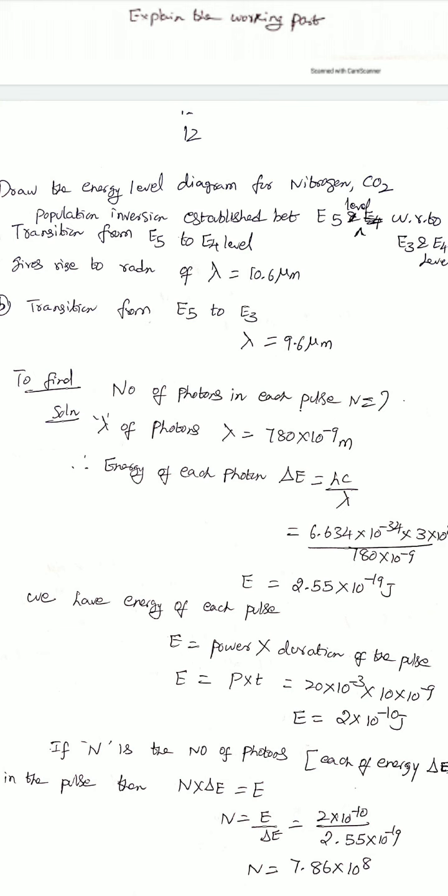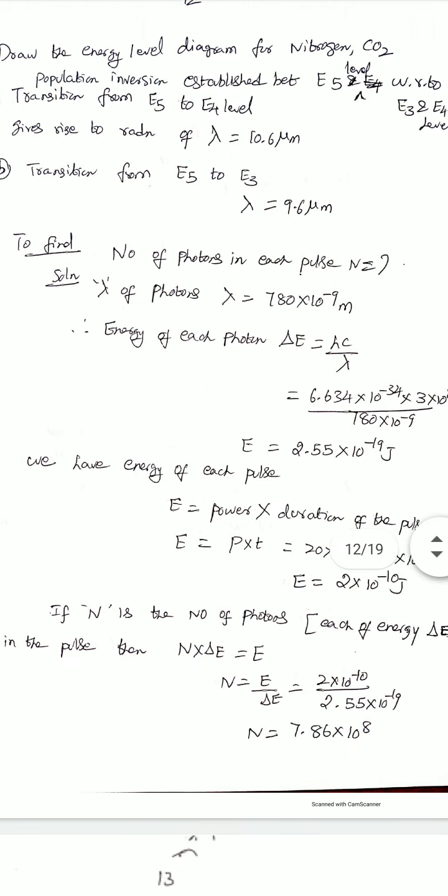So lambda is 780 into 10 power minus 9. Then we are getting the E value as 2.55 into 10 power minus 19 joules. Then the energy of each pulse, that is E equals power multiplied by time. The power value is given in the problem. Then we multiply by the time, that is 10 nanoseconds. Then we are getting the E value as 2 into 10 power minus 10 joules.